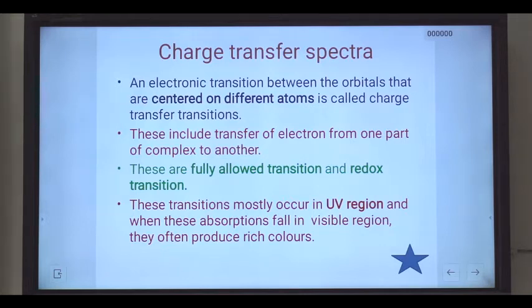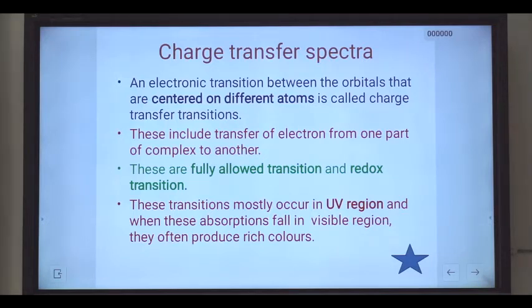Charge transfer transitions mostly occur in the UV region, and when these absorptions fall in the visible region, they often produce rich colors. So basically, charge transfer transitions are for the color producing compounds.